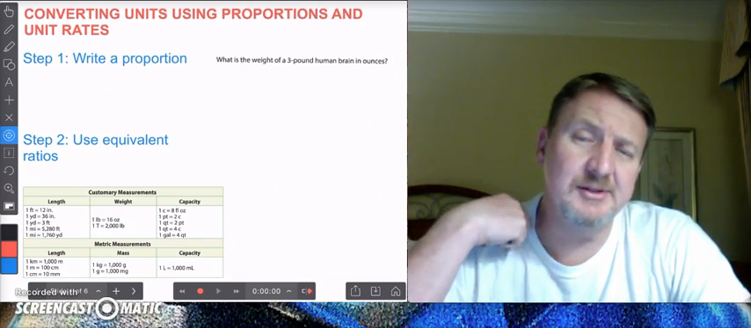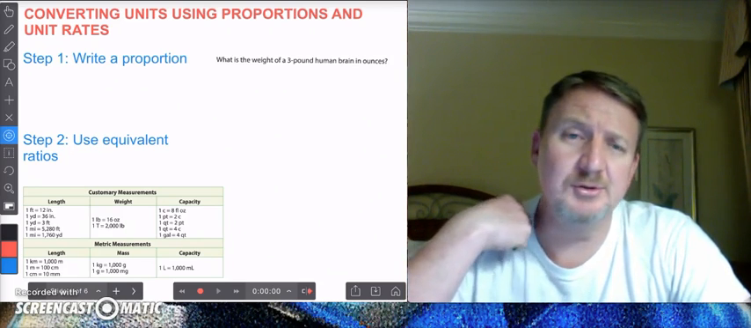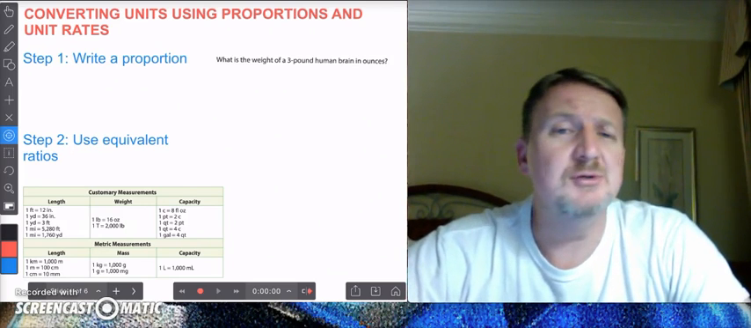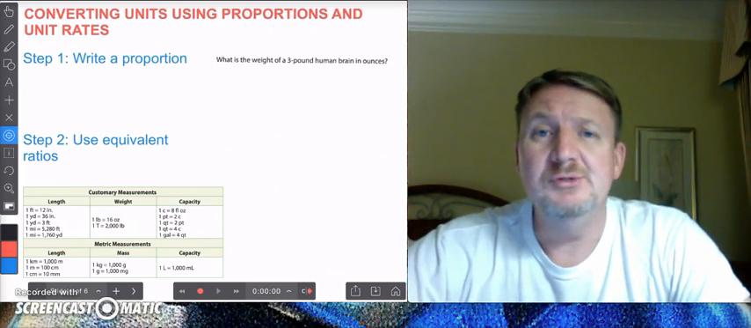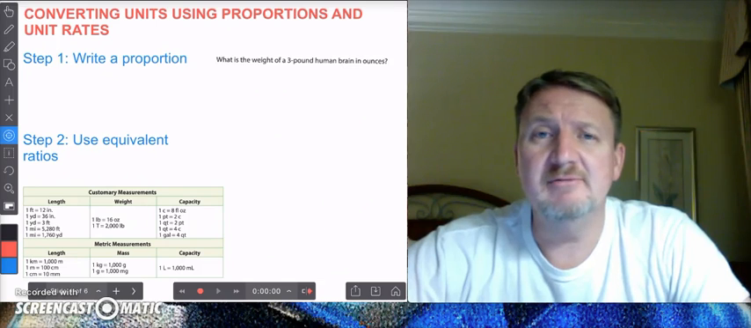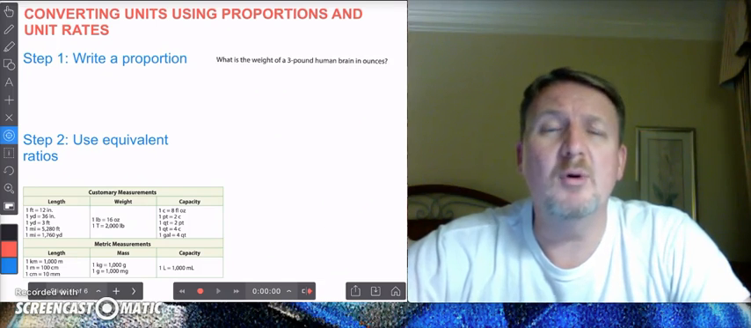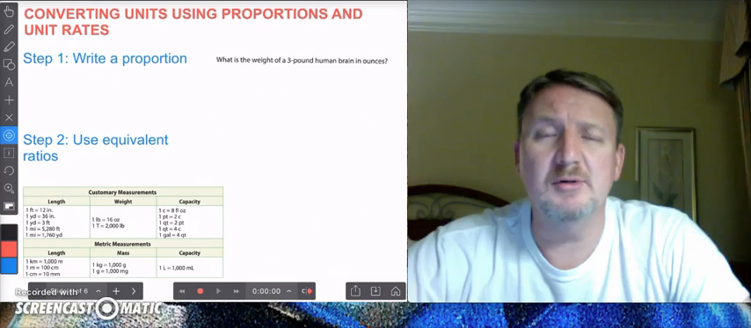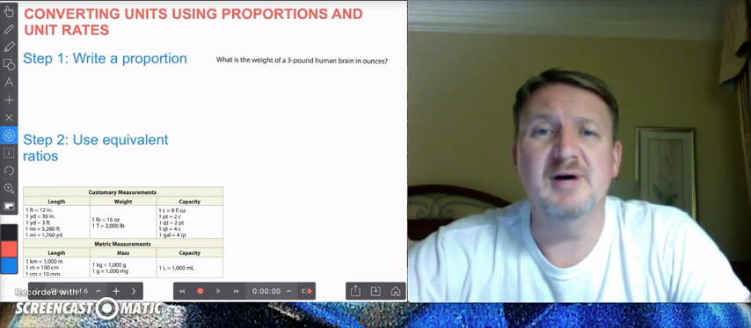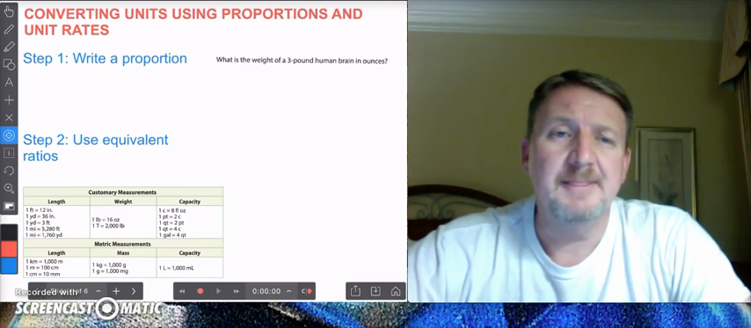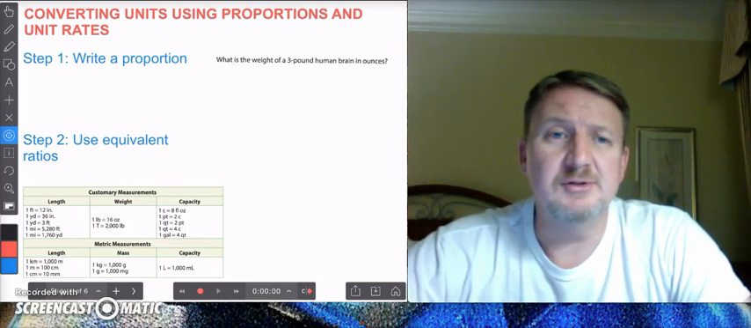First thing you need to remember is what a proportion is, and a proportion is basically two ratios that are equal. And you can use that because if you have one part of your proportion missing, one part of your ratio, you can use the rest of the proportion to help you find that missing piece. Okay, so that's what we're going to talk about first.